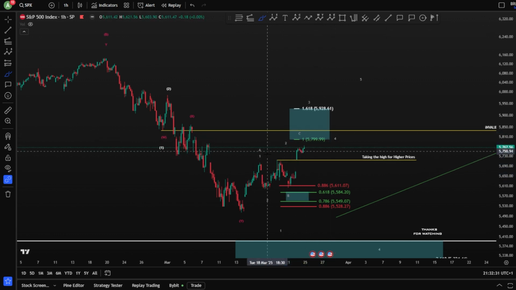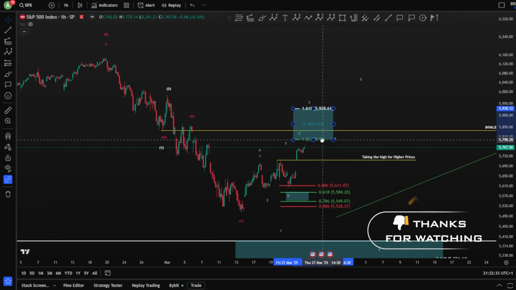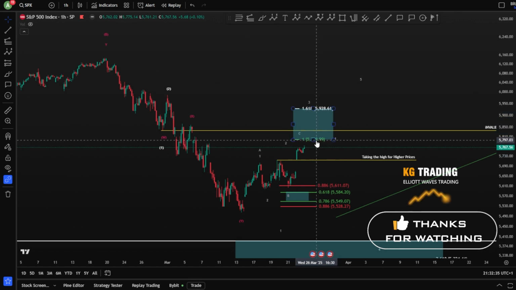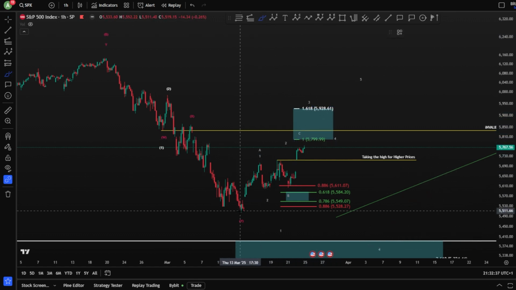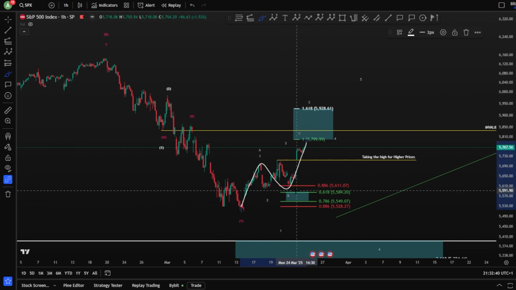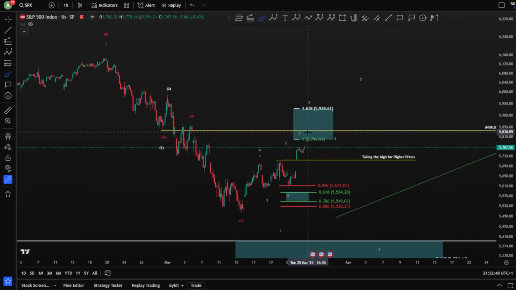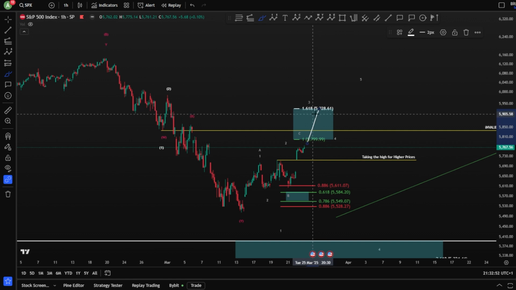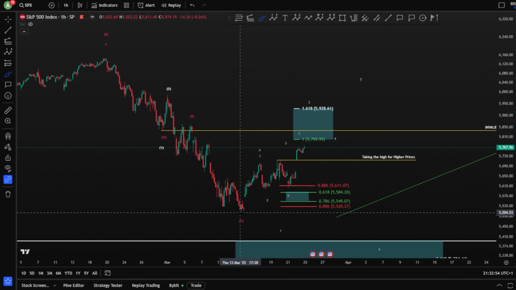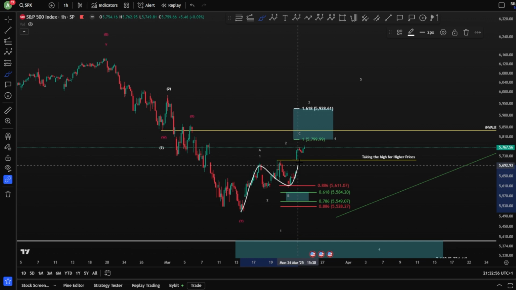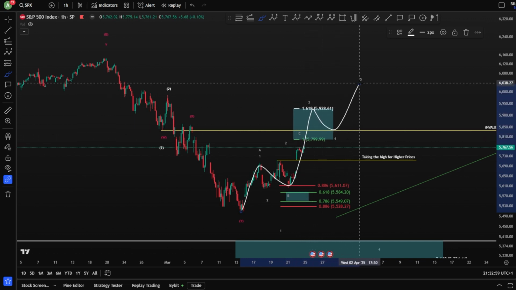We are watching next the one-to-one fib level, where we have the 5,800 in A, B, and a C toward the upside. This zigzag has a one-to-one fib level to be tested in this area, the blue zone, for higher. In case we break it and move toward the 1.618 at 5,900, this is definitely transforming into a 1, 2, 3, 4, and a 5.